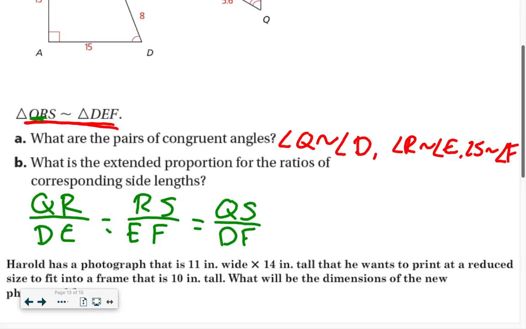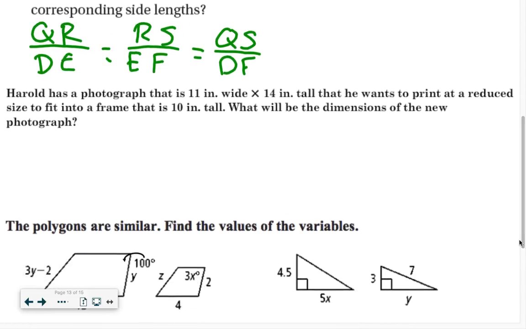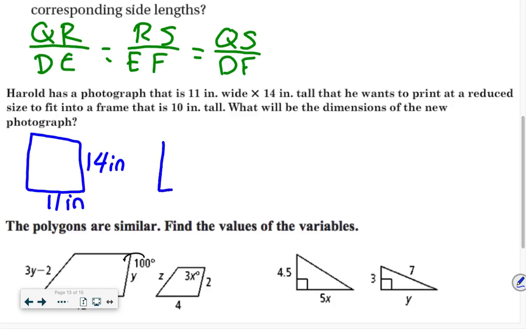Okay. Questions there? Word problems. Harold has a photograph that is 11 inches wide and 14 inches tall. Let's draw that. 11 inches wide, 14 inches tall. He wants to print at a reduced size to fit into a frame that is 10 inches tall. So I want it to be 10 inches tall. I want to know the dimensions of the new photograph.